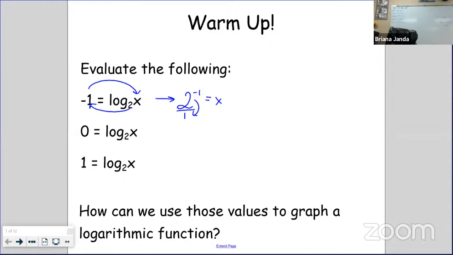So if I make this a fraction, I would drop that 2 to the bottom of it, which would leave me with a 1 in the top, and now a 2 to the first in the bottom, which is just 1/2. Okay, so in this case, x would equal 1/2.